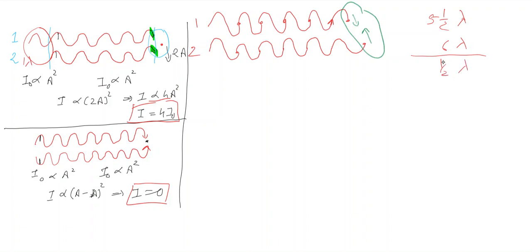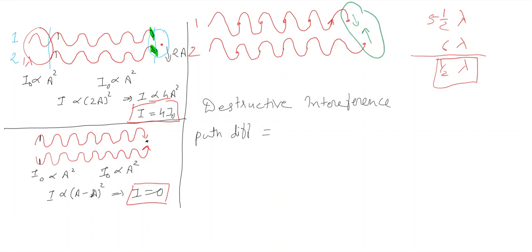Now this is true for any odd integer multiple of this half. So I can say that for destructive interference to take place, the path difference should be either half lambda, or say 3 by 2 lambda, or 5 by 2 lambda, or so on.